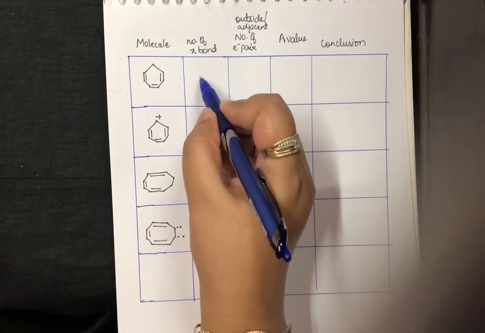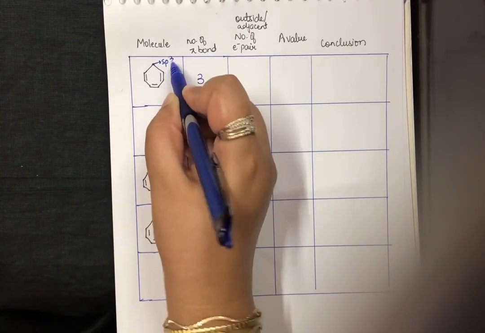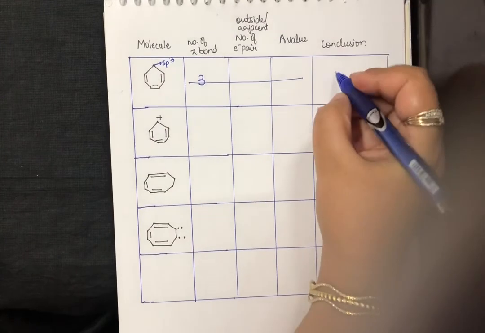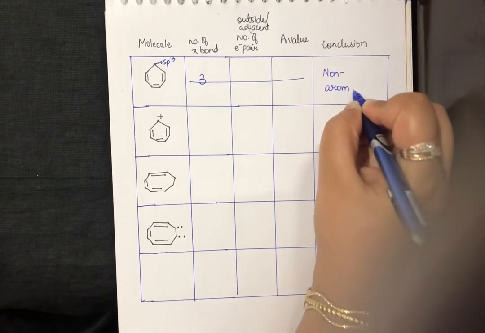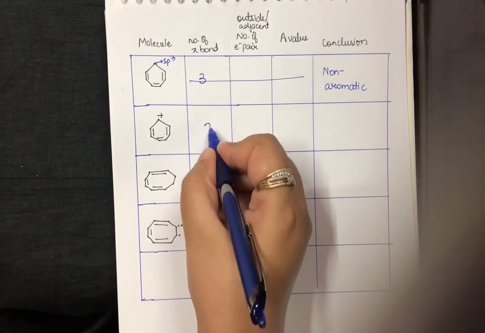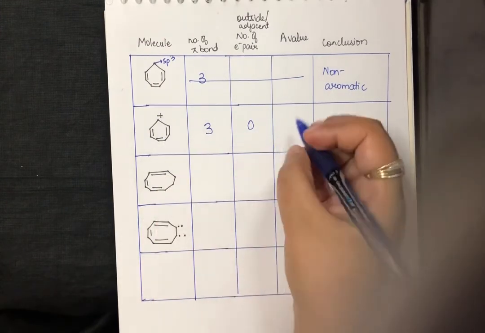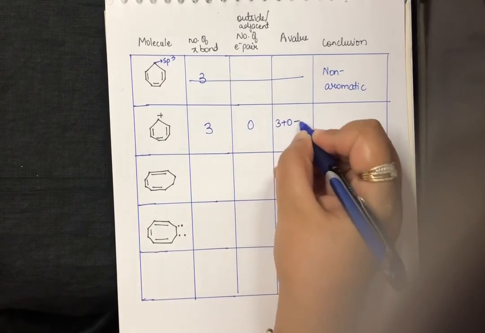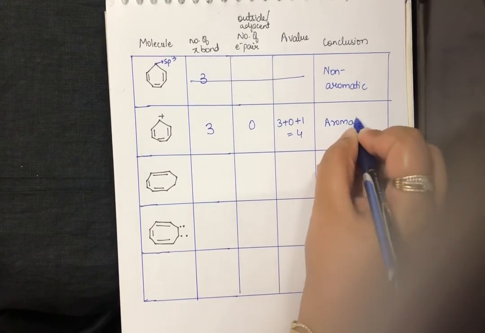In this particular compound, number of pi bonds is 3, but I have a sp3 carbon here. So this is directly going to be non-aromatic. Now about this, it is having 3. The number of electron pairs is 0, but this is sp2, so we are going to consider it. So 3 plus 0 plus 1, so it will be 4. So it turns out to be aromatic.